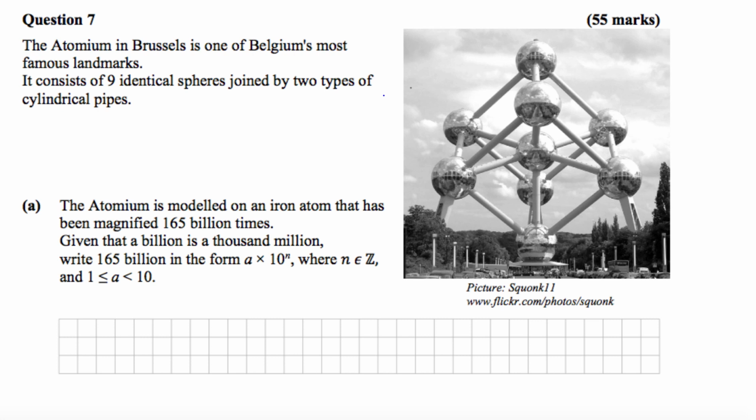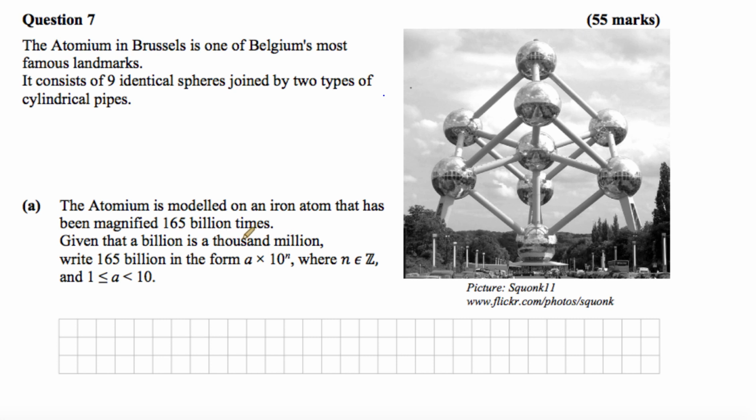So this is the 2016 Leaving Cert Ordinary Level, Paper 2, and we're looking at question number 7. The Atomium in Brussels is one of Belgium's most famous landmarks. It consists of 9 identical spheres joined by 2 types of cylindrical pipes. The Atomium is modelled on an iron atom that has been magnified 165 billion times.